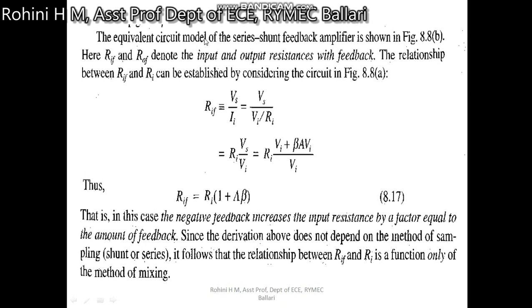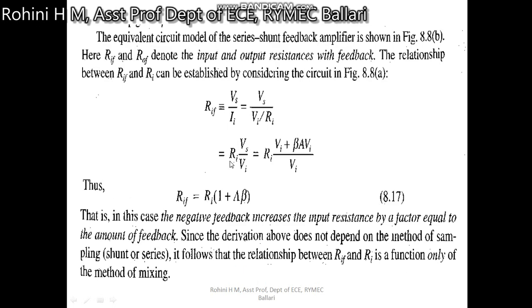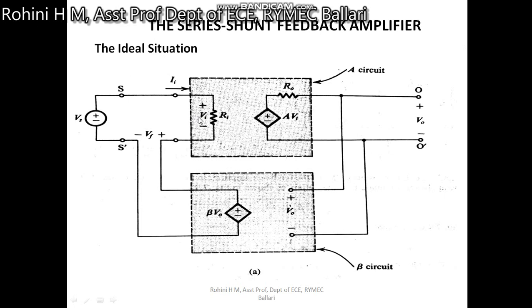The equivalent circuit model of a series shunt feedback amplifier is given in 8b. This is the small signal equivalent circuit model of the series shunt feedback amplifier. In this, if RIF and ROF denote the input and output resistance with feedback, then the relationship between RIF and RI can be established by considering the A circuit. RIF can be written as Vs by II. This is called the input resistance.